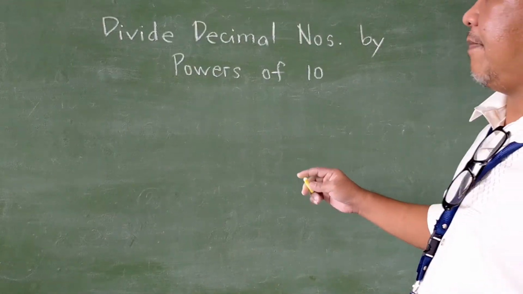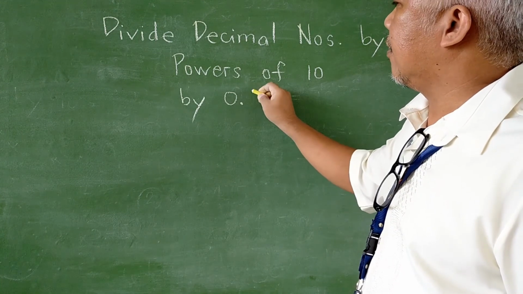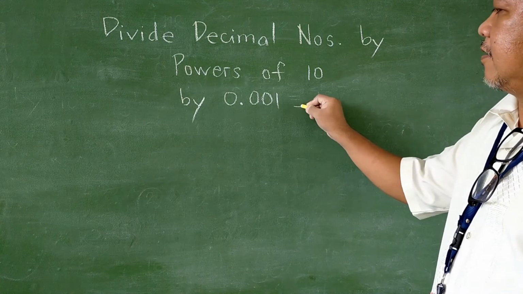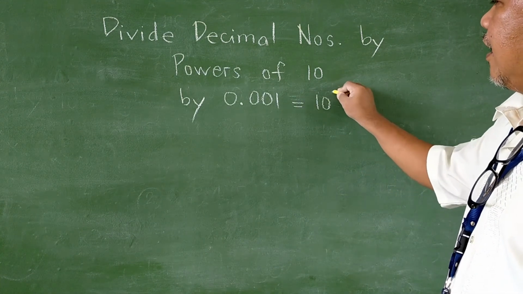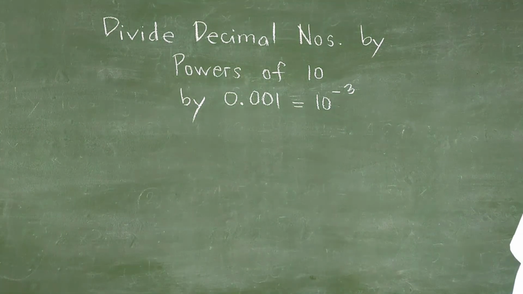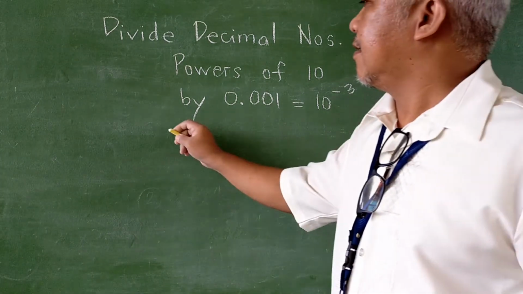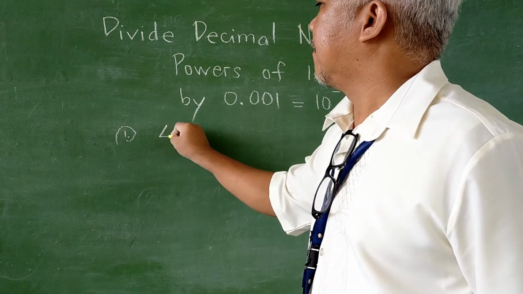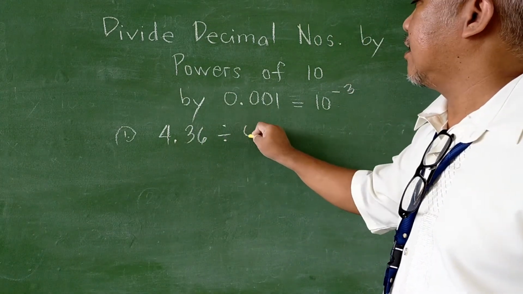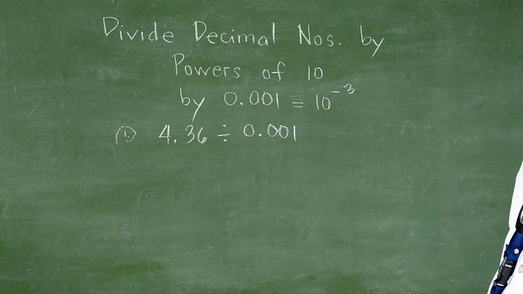For our last topic today, by 1,000. So, or by 0.001. O yung tinatawag natin 10 raised to the negative 3 power. So, kung 1,000, 3 movements tayo pakanan. Halimbawa, 4.36 divided by 0.001 or 1,000.